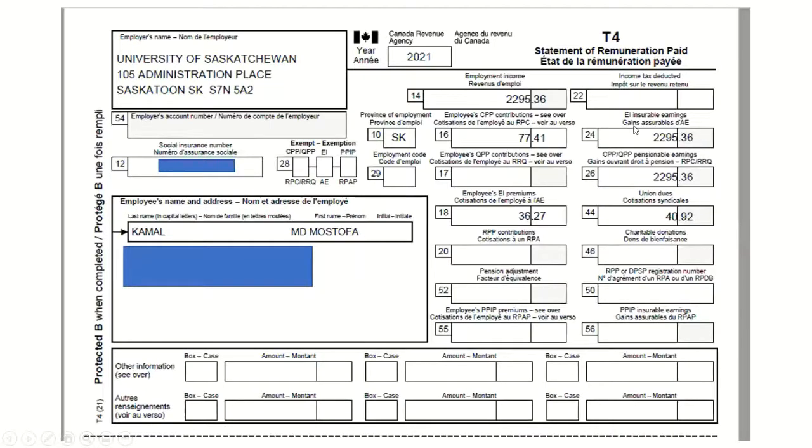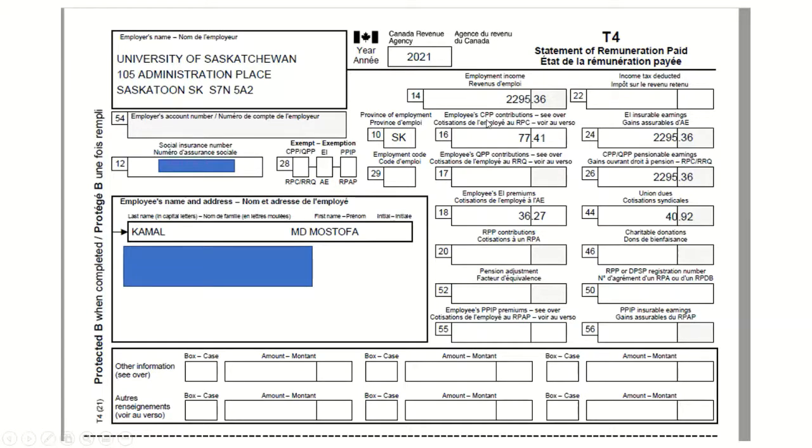But look at this T4, there are a lot of multiple boxes, and corresponding to each box there are numbers. Okay, so here you can see under box 14, employment income. So how much did I make? I made $2,295 under this box.